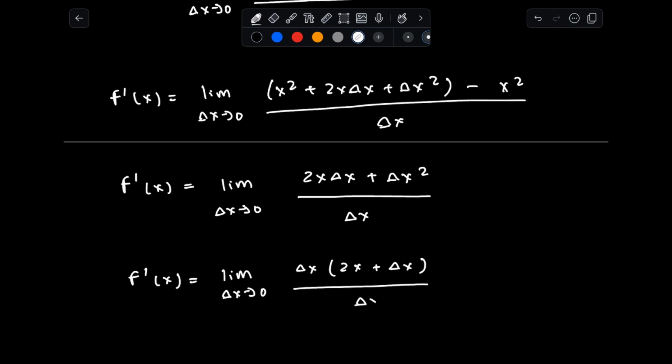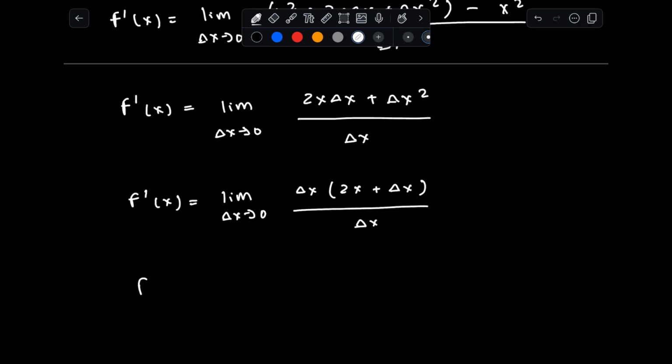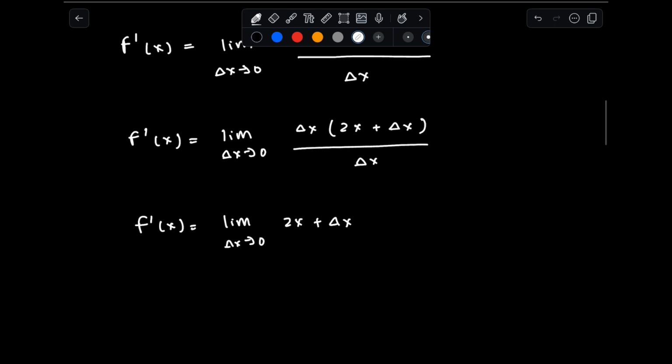divided by delta x. And so notice that with this format, you have a delta x in the numerator and a delta x in the denominator. And by having this, we can go ahead and cancel them out and write the following expression. The derivative of f of x is equal to the limit as delta x approaches 0 of 2x plus delta x. And so with the expression that we have right now, we can just go ahead and plug in 0 for delta x and evaluate the limit of this expression.